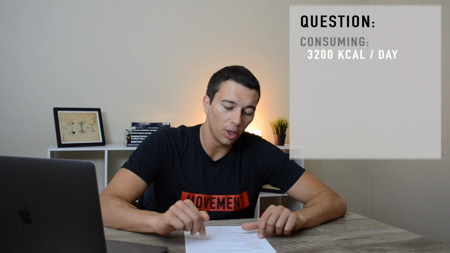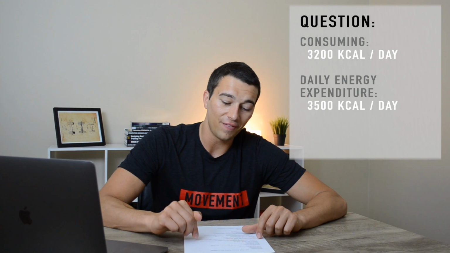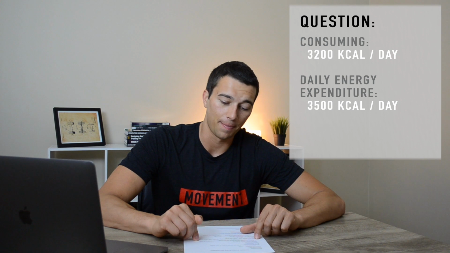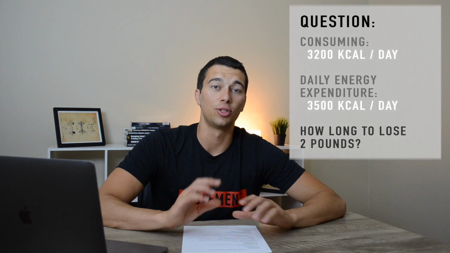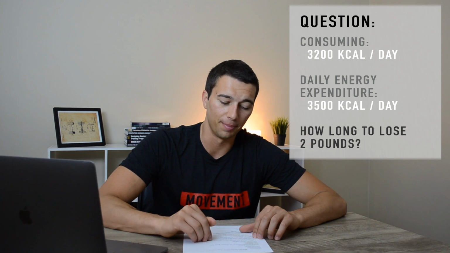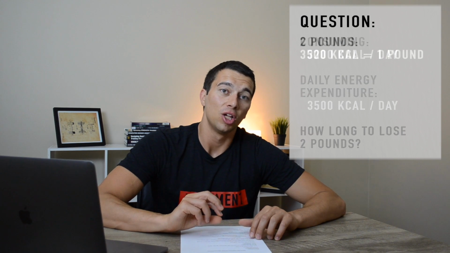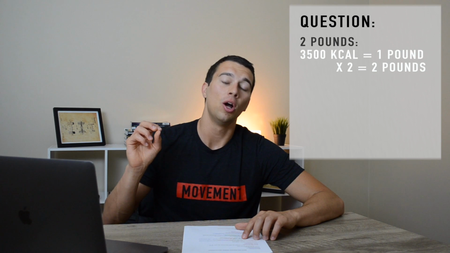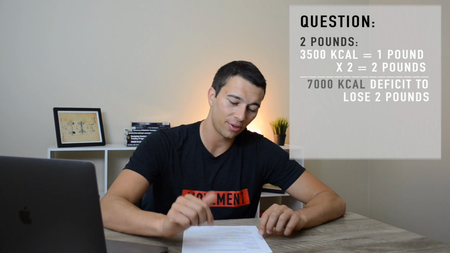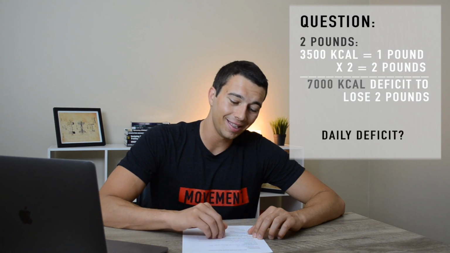So let's assume an athlete is consuming 3,200 calories per day and her daily energy expenditure is 3,500 calories per day. How long will it take this athlete to lose 2 pounds? Alright, so let's go step by step through how to do this problem. First, the athlete wants to lose 2 pounds. So we know 3,500 calories to lose 1 pound, multiply that by 2, we need a total of a 7,000 calorie deficit. Now, what we need to do is find what her daily deficit is.